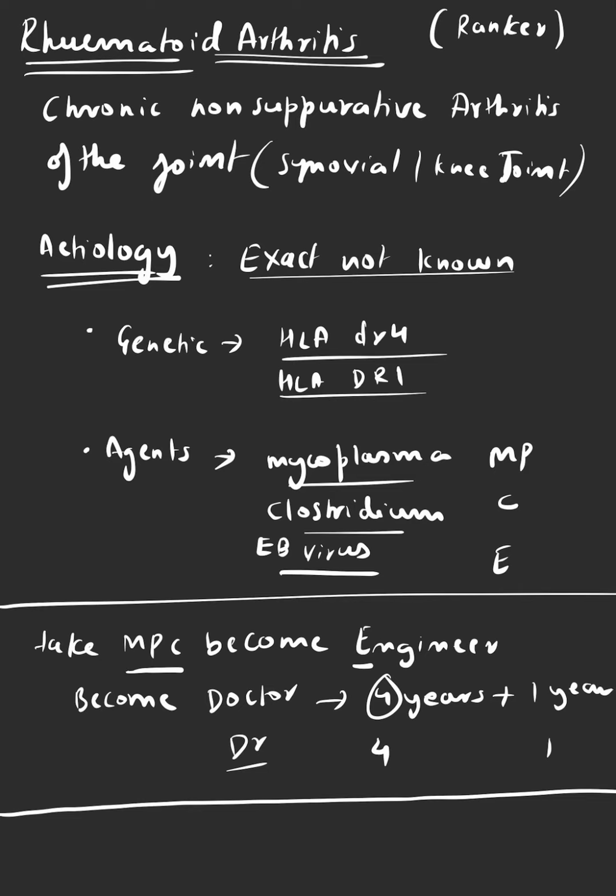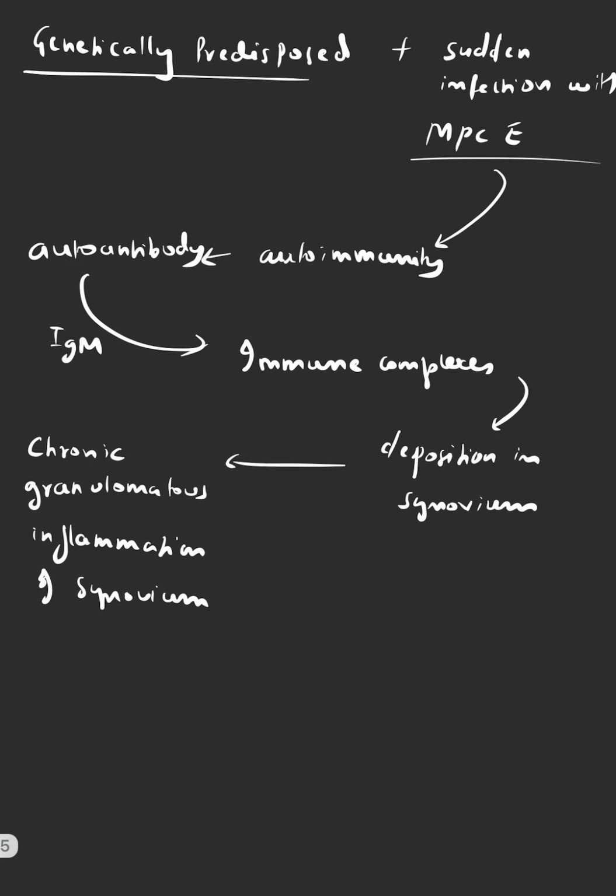So for you to remember it a little better, I'll tell you a mnemonic for it. Take MPC and become an engineer. Become a doctor by studying 4 years and doing 1 year of internship. So take MPCE: take MPC, become engineer. MPCE, that is Mycoplasma, Clostridium, Epstein-Barr virus. And for you to become a doctor, 4 years of study and 1 year of internship, that is DR4 and DR1. Simple.